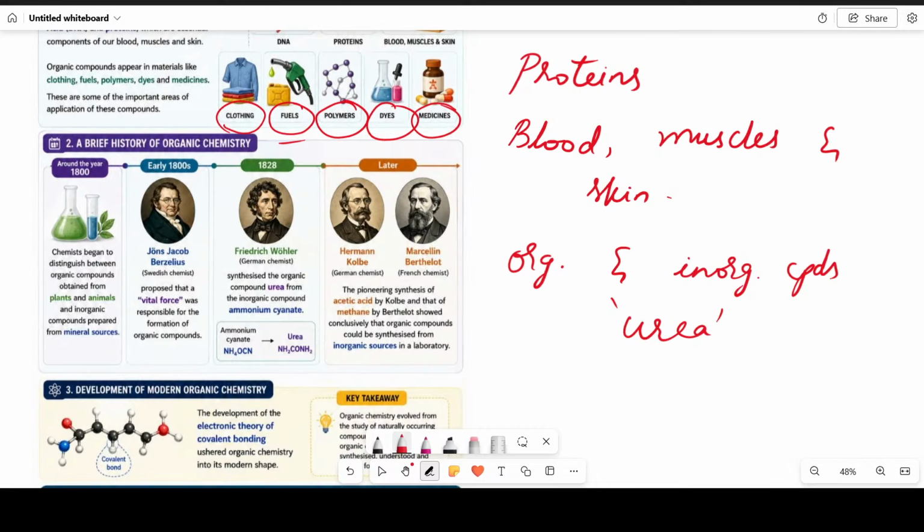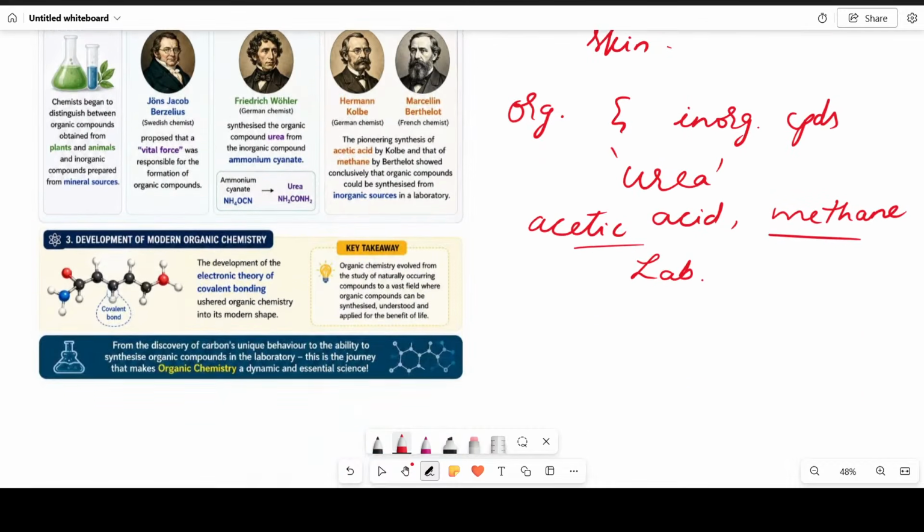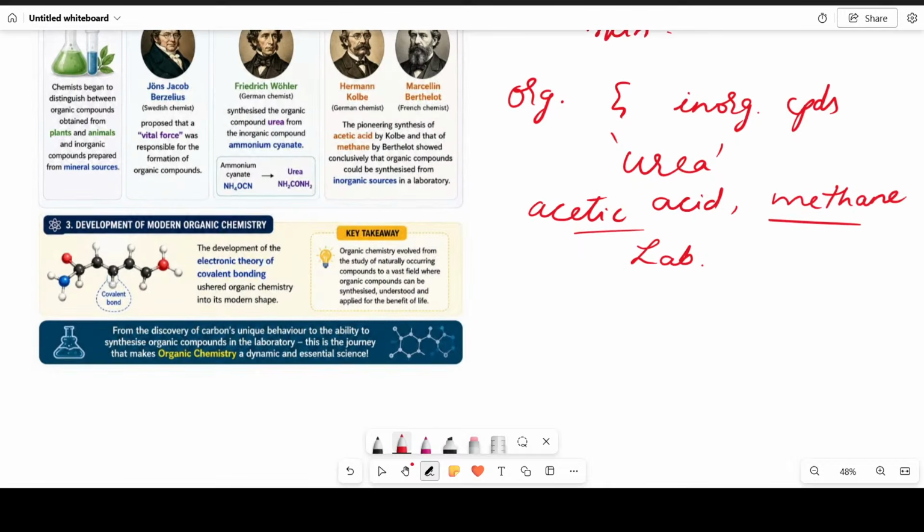Later on, this was further proved by Kolbe and Berthelot, German and French chemists. They prepared acetic acid and methane to show that organic compounds could be synthesized from inorganic sources in synthetic laboratories. So let us quickly look into the reaction.